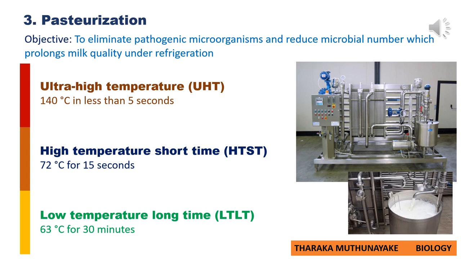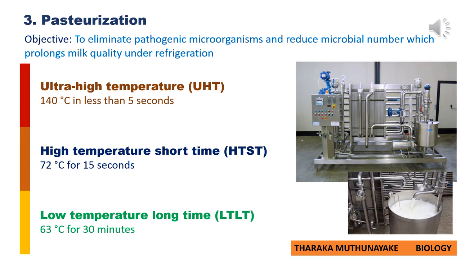What's the objective of pasteurization? It is to eliminate pathogenic microorganisms and reduce microbial number, which prolongs milk quality under refrigeration. But remember one thing here: pasteurization kills most of the living microorganisms, but not their spores. Most of the spores of microorganisms are not destroyed by pasteurization. That means even after pasteurization, after some time, those spores in milk can germinate and produce living microorganisms.